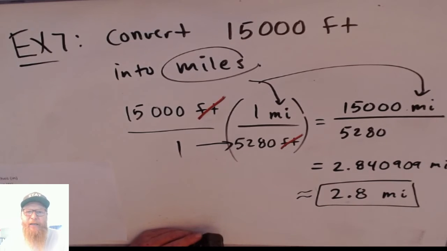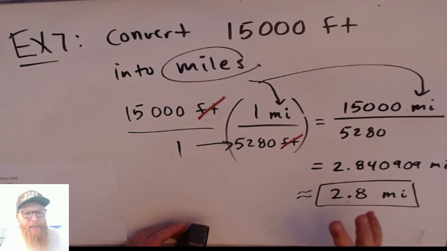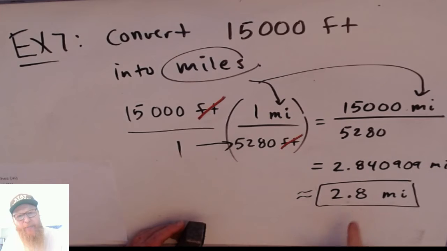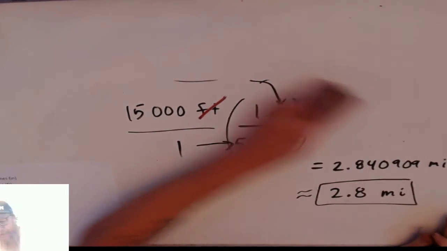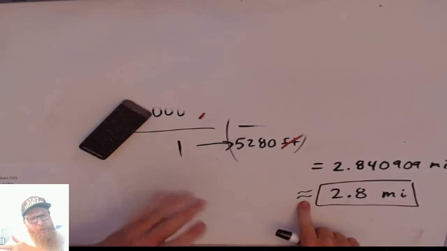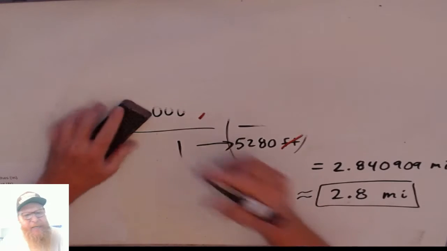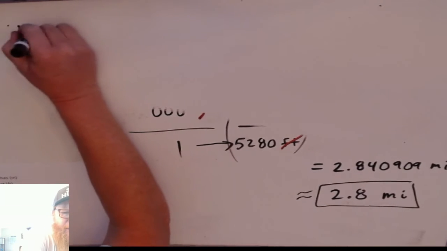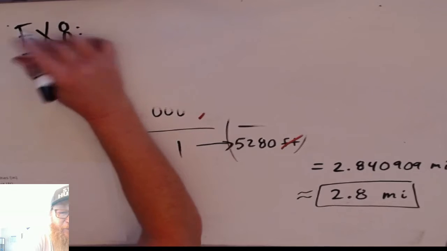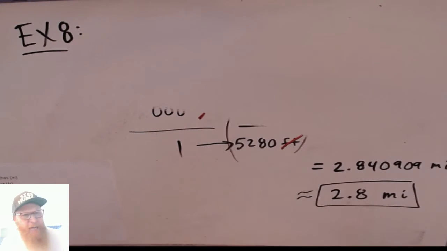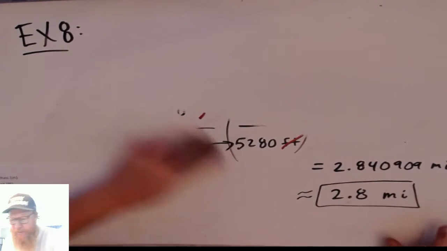Some of the conversions are exact. They come out to be exact values, and some of them come out to be approximations. Just look for the little squiggly sign, or look for some indicator that you're going to be rounding your answer. If there is no indicator, then just enter whatever you get, and we'll see how it goes from there.